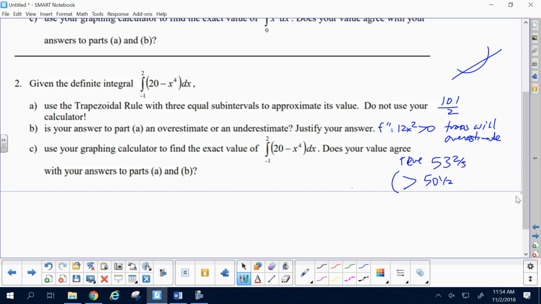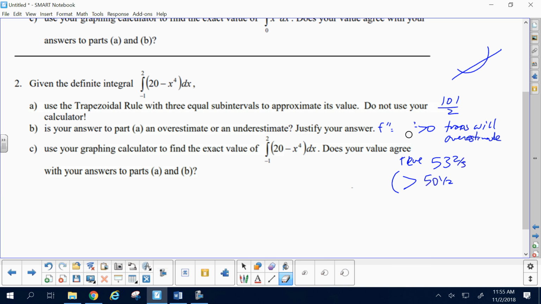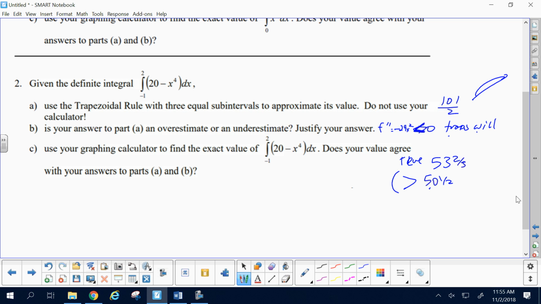Wait a second. The second derivative is negative. It's 20 minus. Oh, yeah, sorry. So it's negative 24x squared, thank you. So it's negative 24x squared, so it's concave down. So trapezoids will underestimate. And that actually makes sense. So my trapezoid estimate is less. Sorry, I guess I should have caught that. Cool?